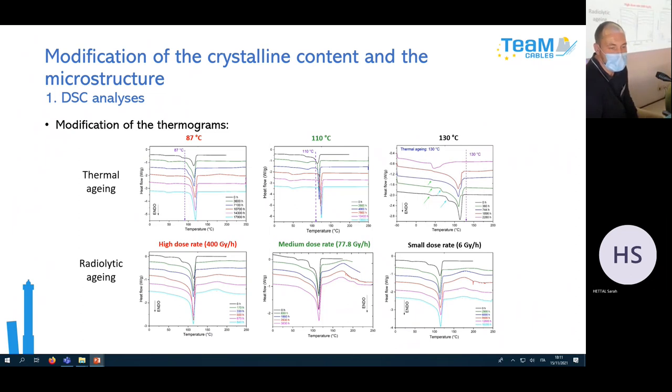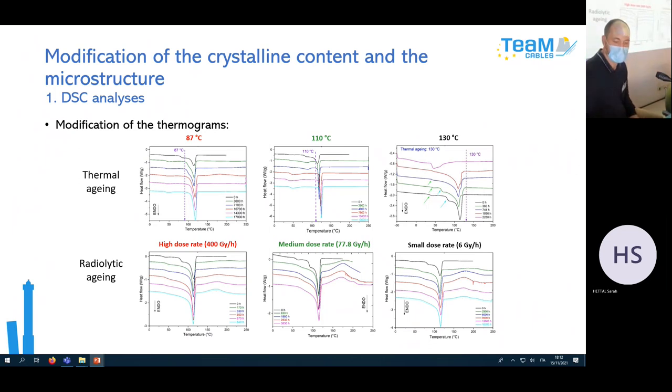When we look at the radiolytic aging, the aging temperature is quite low. And the crystals, actually the melting temperature associated with the crystals, is not sensitive to the aging condition in the radiolytic conditions. But we can still see that the shape of the peaks differs.